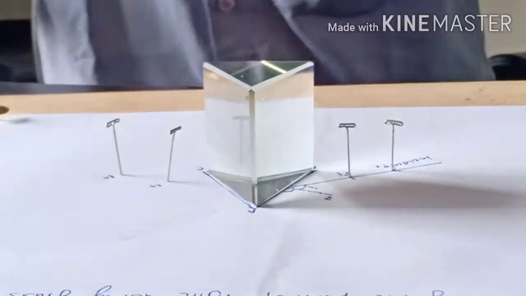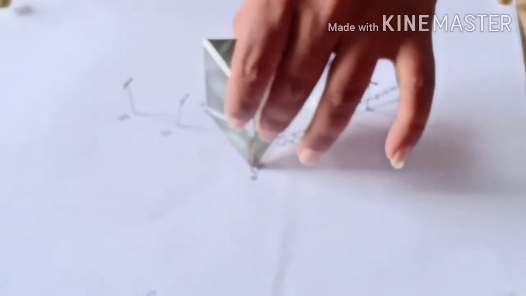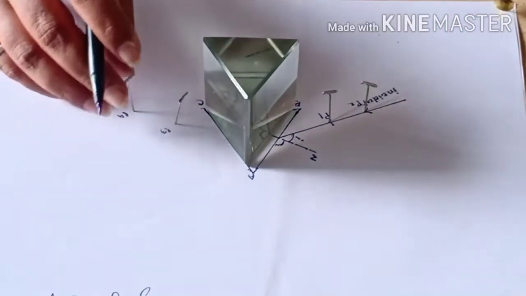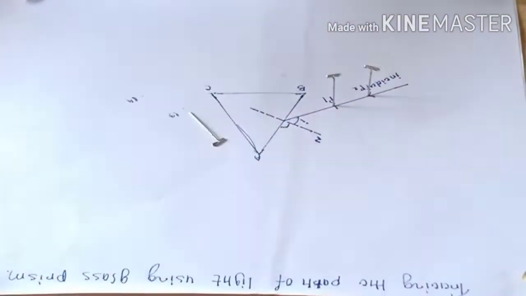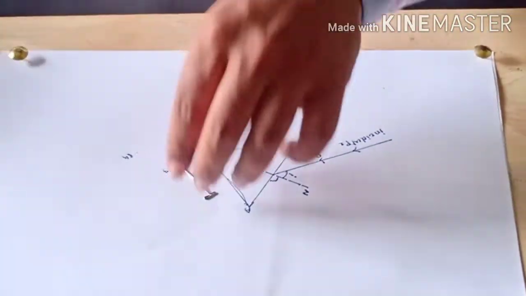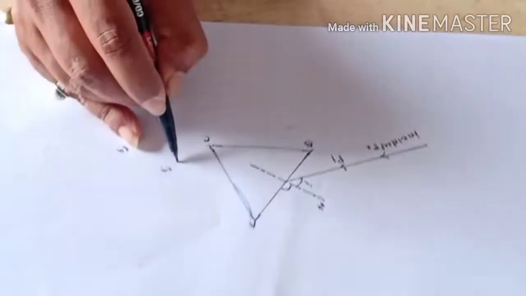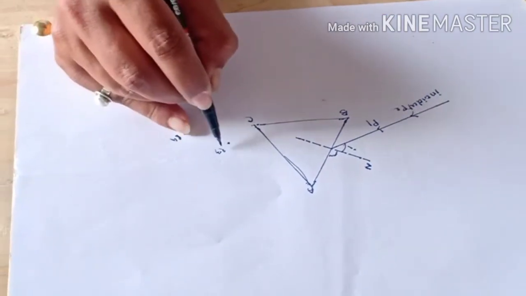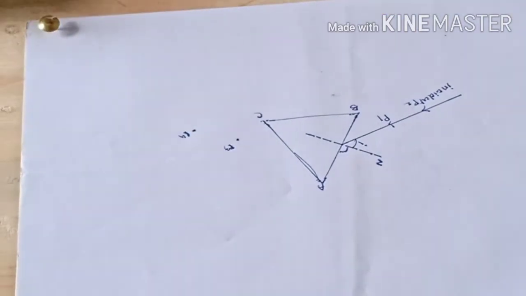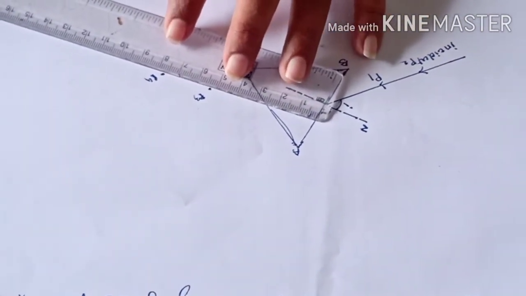These all pins look like a straight line, dear student. If I remove the prism, see the arrangement of the pins like this. So again I am placing the prism. Now I am marking the points P3 and P4 and removing all these pins. See, I have removed the prism, then these pins also, and I have marked this point P3 and this point P4.